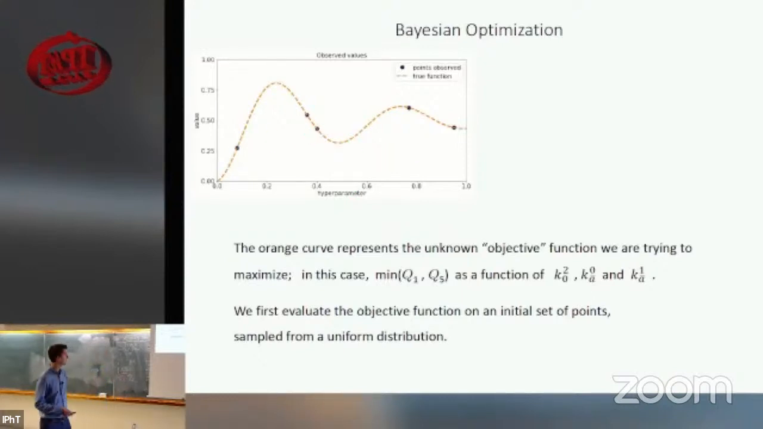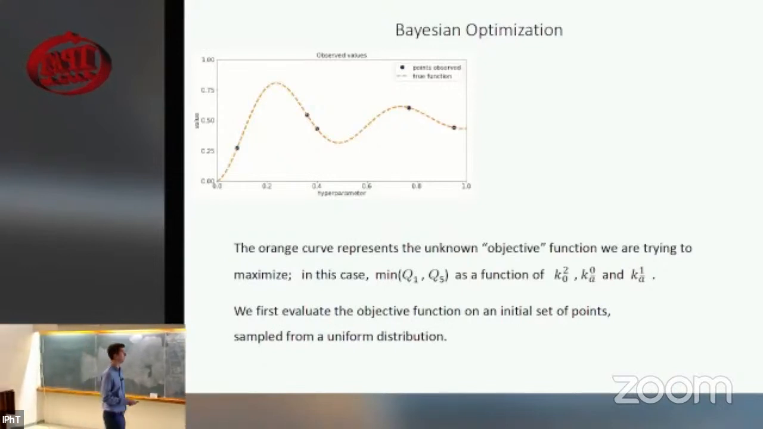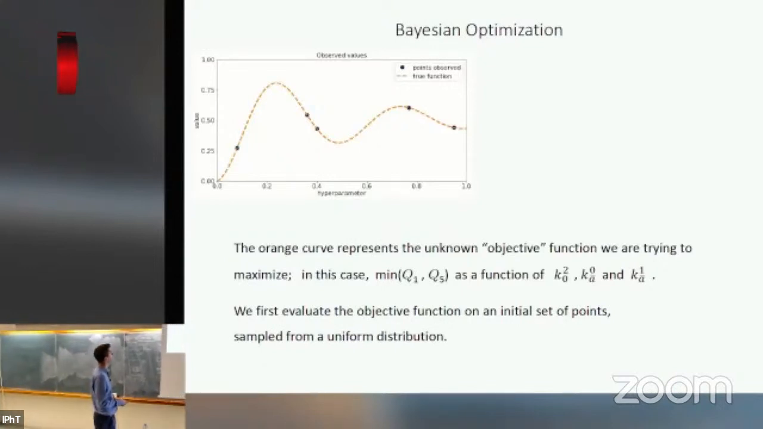And so there's a Bayesian process. We call the orange curve the unknown objective function. We've evaluated it a few times, so we don't actually know the orange curve, but we're looking to infer it, or at least we're looking to infer a good next set of points at which to sample it to try and find an acceptable maximum.